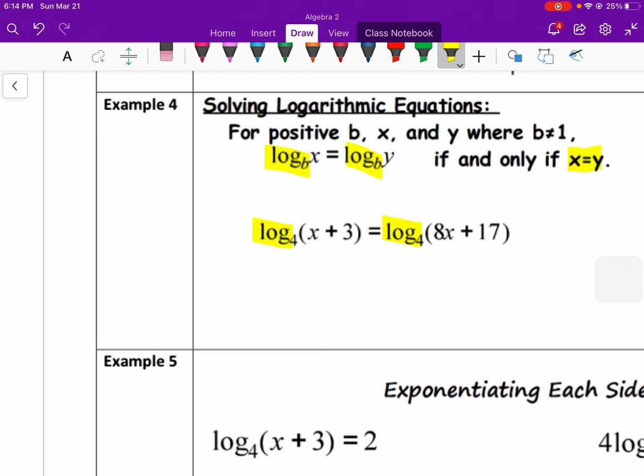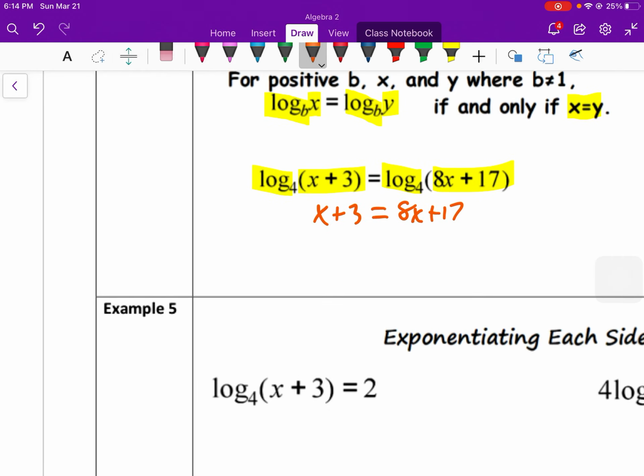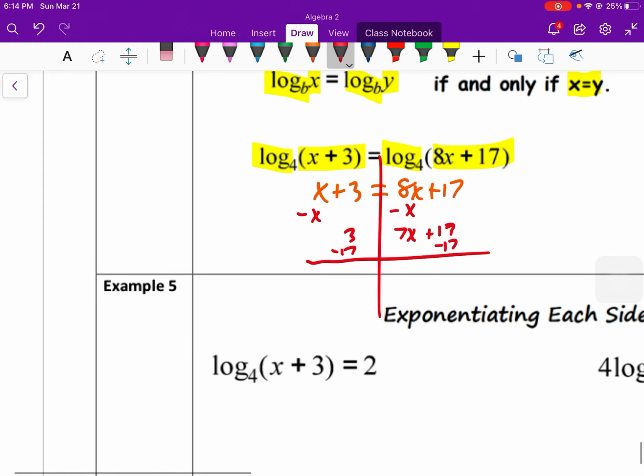Therefore, what's on the inside, x must equal y. So we can set x plus 3 equal to 8x plus 17 and solve for x. So I'm going to subtract x from both sides. So 3 equals 7x plus 17. Subtract 17 from both sides, or add a negative 17. So we have negative 14 equals 7x divided by 7. Therefore, x equals negative 2.